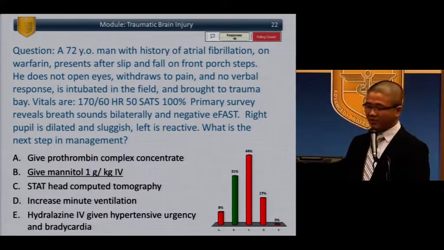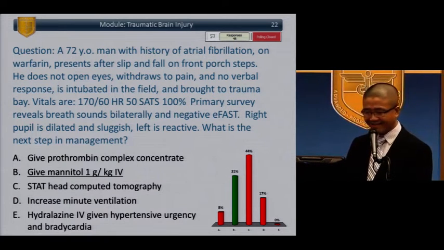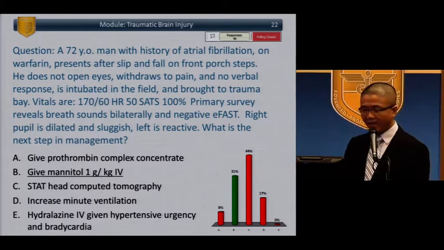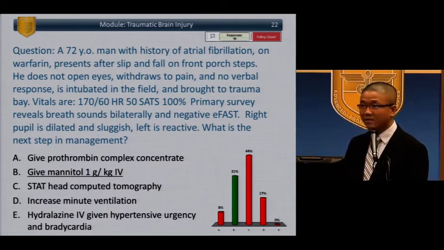All right, a little bit of a split. 44% of you said a stat CT of the head. We'll come back to that in a little bit. So the answer we're looking for is give mannitol, 1 gram per kilogram IV. The recognition here is that the patient has become hypertensive and bradycardic with signs of impending herniation, really is already herniating, given the right pupil that is dilated and starting to be sluggish. So this is a recognition that this patient has impending herniation, okay?